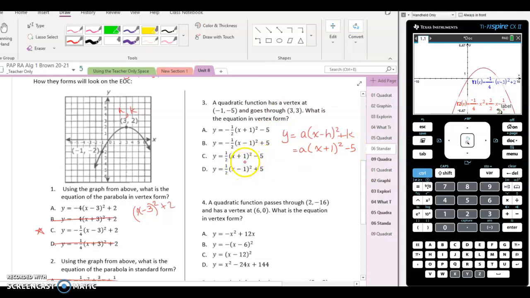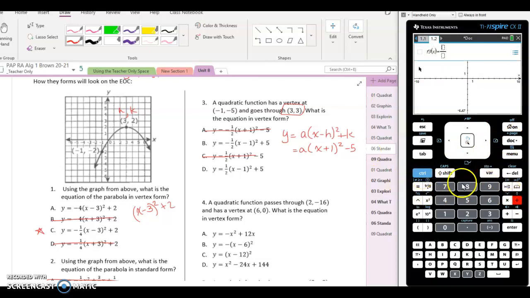So let's see what we can find here. I don't know what a is just yet, but we can figure that out in a minute. So I know I can eliminate this one, and I can eliminate this one. What I'm going to do is graph B and then D, and check which one of those goes through the point 3, 3. That's my strategy here. So let's do Control Doc, add a graph page. Let's graph this. Do Control Divide.